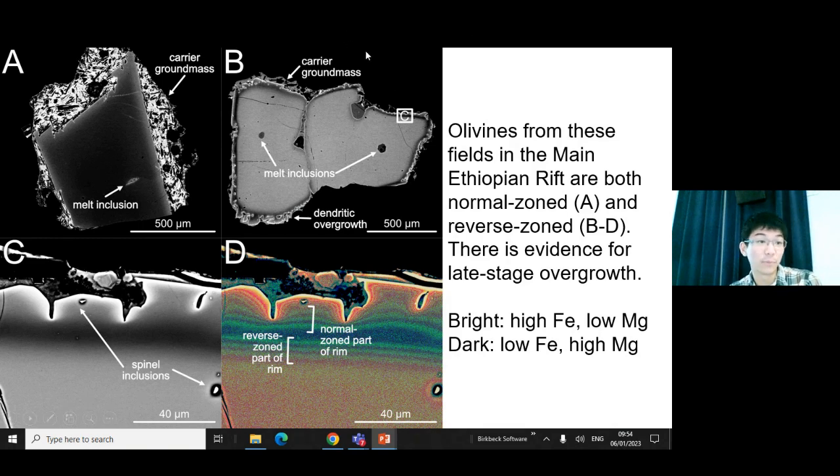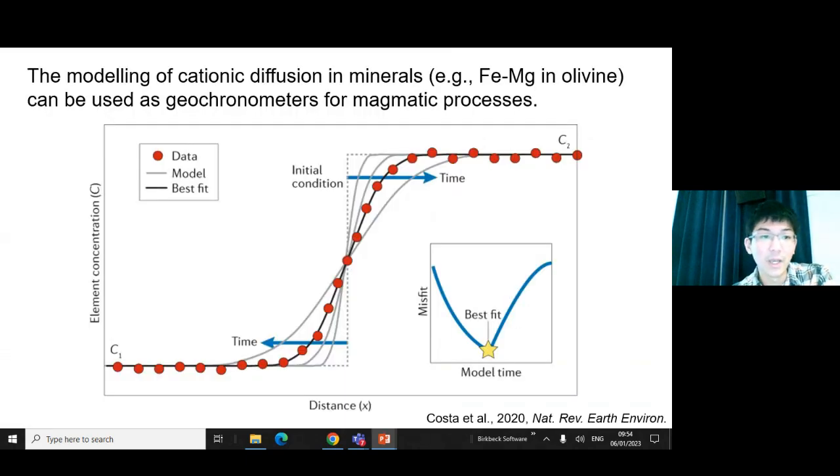And finally, it's worth pointing out that A and B were both collected from the same cone, so we're getting these two very distinct populations pretty much in the same space. What I've decided to do for this project, with my supervisor Dan Morgan assisting me quite a bit, is use cationic diffusion in these minerals as a geochronometer. Assuming that growth is very quick, we can assume the initial condition is basically a vertical jump from one composition to another over geological time.